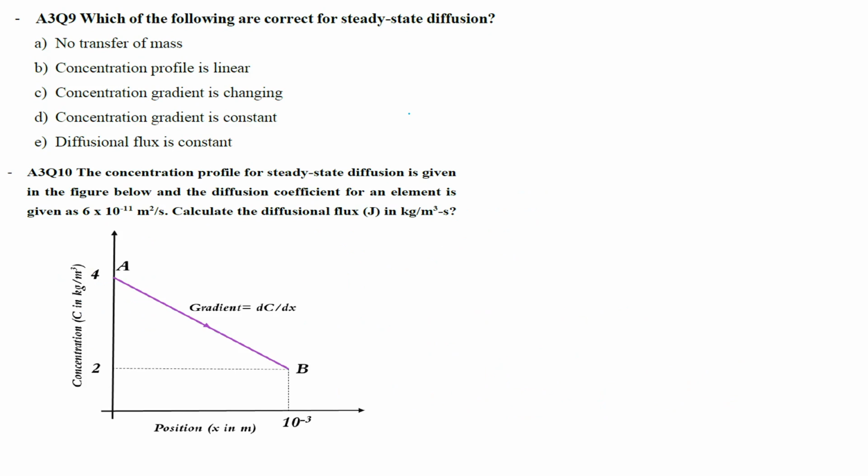Now, let us discuss the next problem. Which of the following are correct for a steady state diffusion? The options are: no transfer of mass, concentration profile is linear, concentration gradient is changing, concentration gradient is constant, and diffusion flux is constant. What will be the answers then? Does anyone know? It is asking for steady state diffusion.